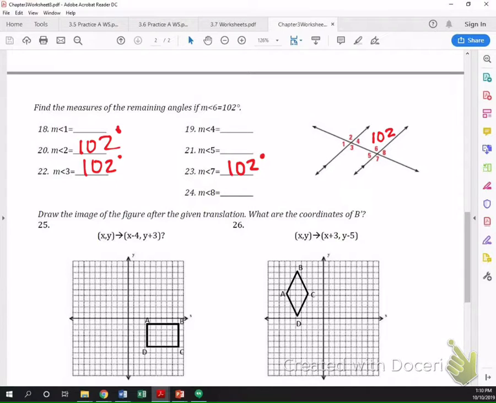All right, now what do I need to do? Subtract 102 from 180? Yep. For all the various reasons, same side interior, same side exterior, linear pairs, they all have this sort of relationship. So all the rest of them are going to be 78.